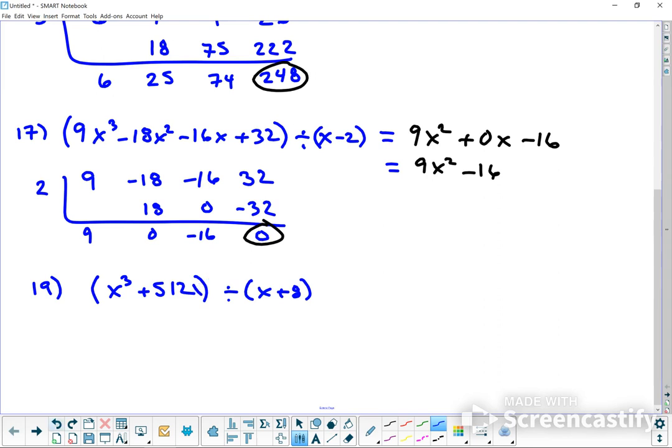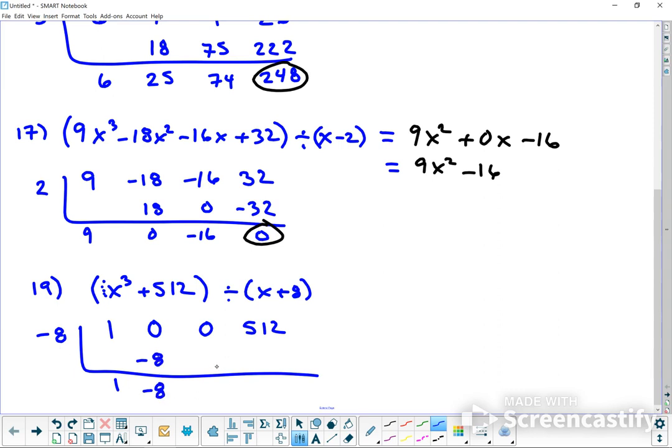So we call that x to the 0 power. So there's a 1 in front of x to the 3rd, so we have a 1, and there's no x to the 2nd, there's no x to the 1st, and then there's x to the 0, which is the 512. We're going to use synthetic division with x plus 8, so we're going to use a negative 8. Bring the 1 down. 1 times negative 8 is a negative 8. Add it, we're going to get negative 8.